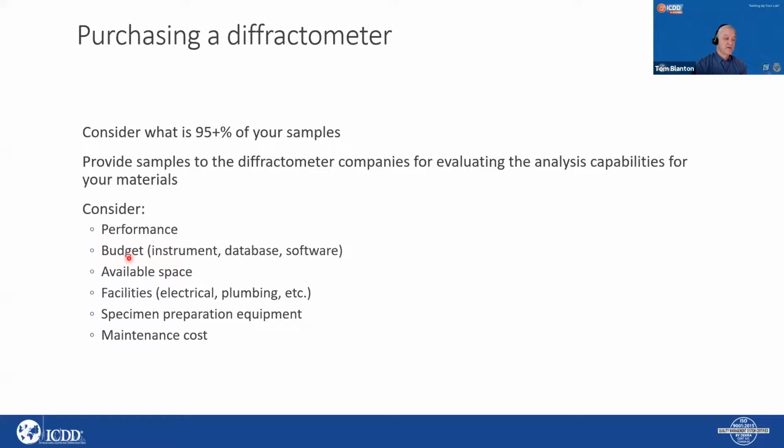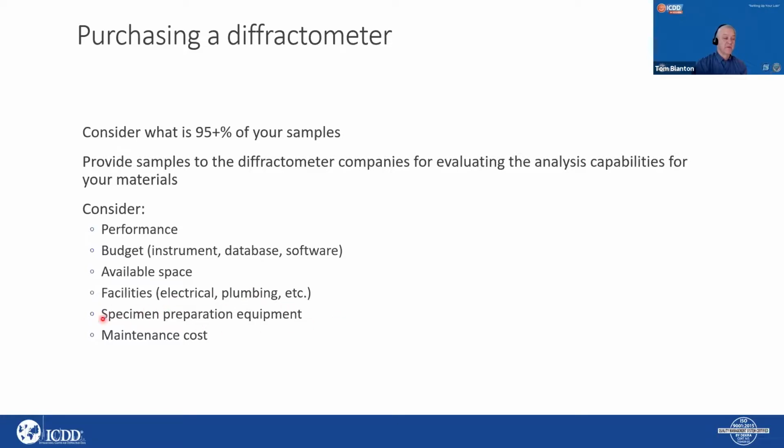What is your budget? And the budget needs to include not only the diffractometer instrument, but your database and the software that you need. And we'll be talking about these in just a moment. What's your available space? The larger instruments need more space. Facilities, the benchtop instruments are simpler. They typically can plug into typical wall outlets. The larger instruments, you're going to need special wiring and special electrical needs and plumbing.